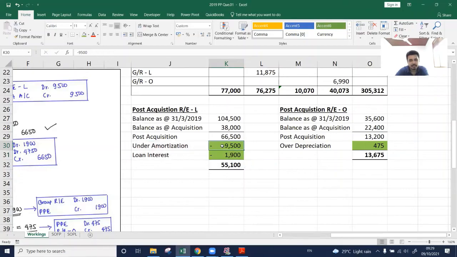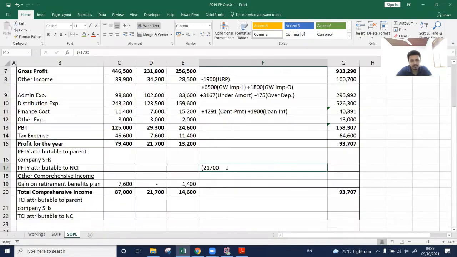Under amortization, this is the amount for 3 years. What is the amount relevant for our current financial year? It is 3167. So from this we need to deduct 3167. And the loan interest, what is the amount? 1900. The profit for the year needs to be adjusted for the amortization and the loan interest.